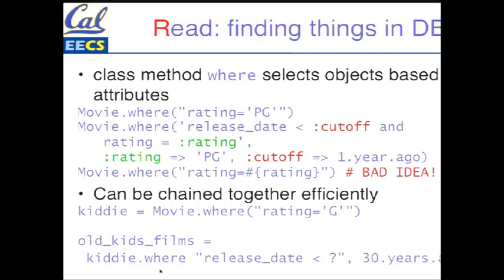What happens is that Movie.where doesn't actually touch the database at all. And kiddie.where doesn't touch the database at all until I try to do something with the answer. So at the very last possible moment, after you've built up all of your wheres, then and only then, when you try to dereference a member of the collection that you get back, that's when the action happens. So you can chain these together all you want and not worry about flooding the database with needless activity.